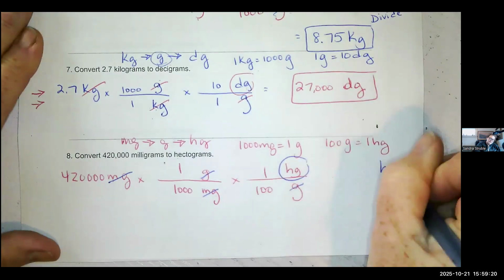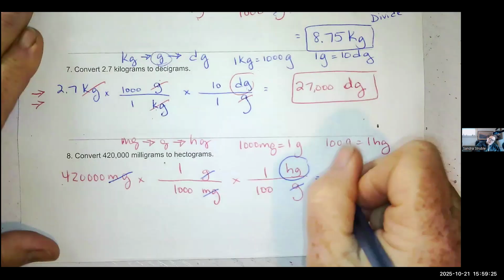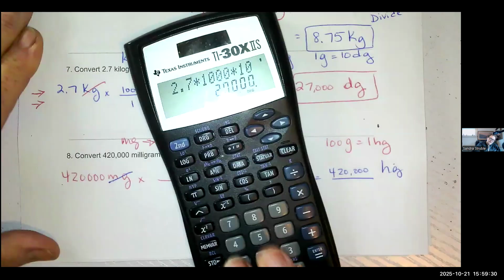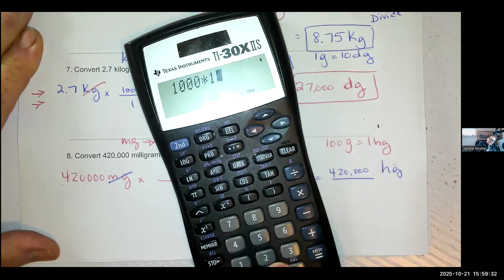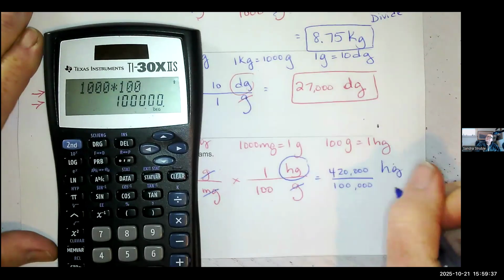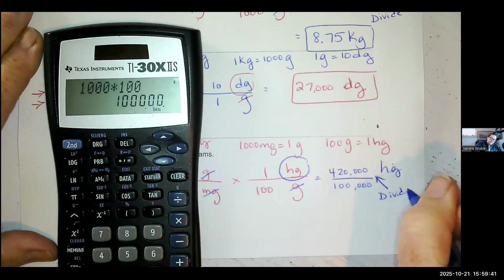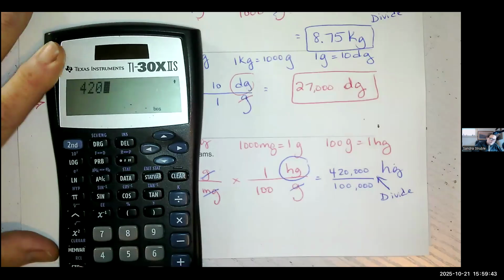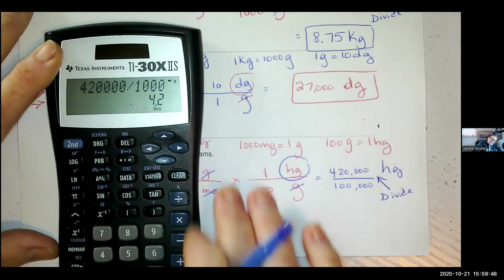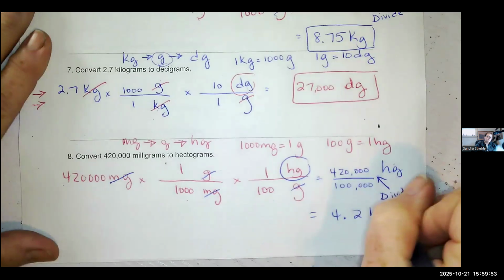This is 420,000 times 1 times 1 is 420,000. And then 1,000 times 100 is 100,000. Number over number, we have to divide. So 420,000 divided by 100,000 is 4.2. So 4.2 hectograms. Do not forget your unit. That's why we're doing all this.